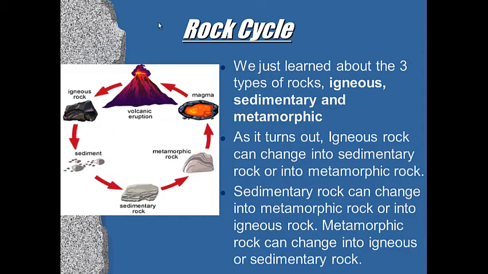Alright, so the rock cycle. We just learned about the three types of rocks throughout the last three days of notes: igneous, sedimentary, and metamorphic. As it turns out, though, igneous rocks can change into sedimentary rocks or into metamorphic rock. Sedimentary rocks can change into metamorphic rock or igneous rock. Metamorphic rock can change into igneous rock or vice versa. So these things can change. All these rocks can change into each other. How does that work? Well, let's look at here.